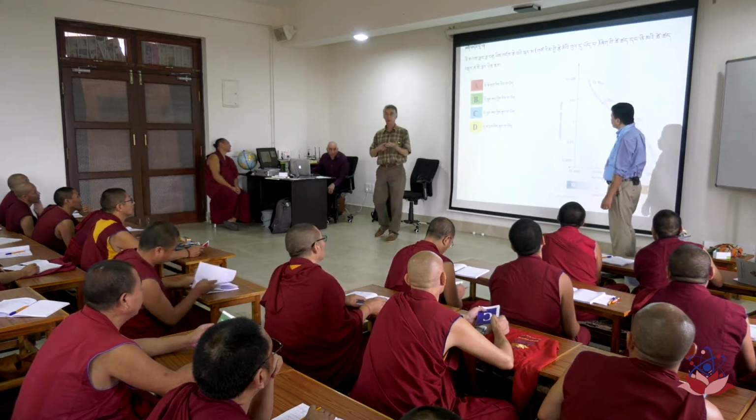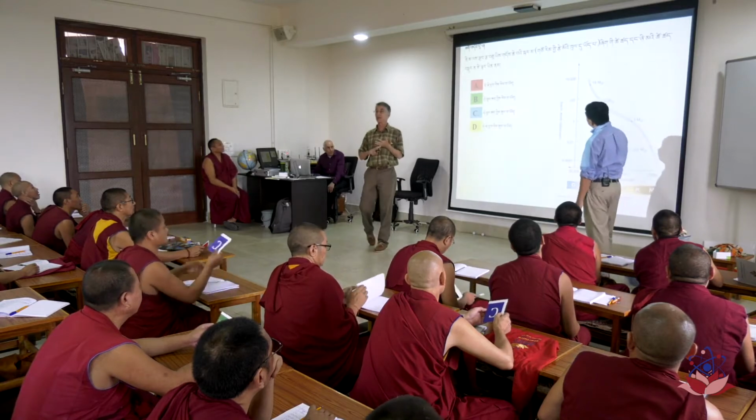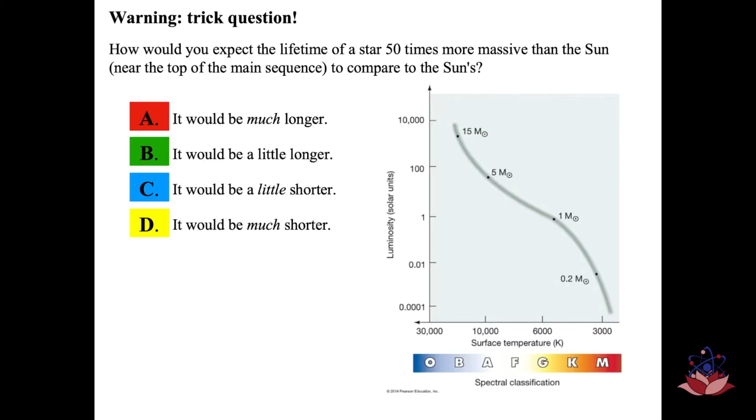So remember, the more massive star has 50 times as much hydrogen compared to the sun.